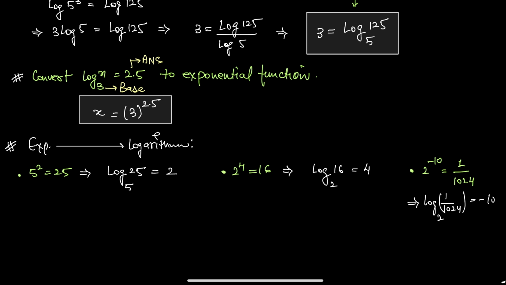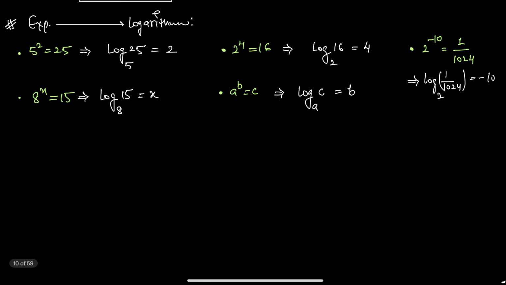Now we are having 8 with the power x is equals to 15. When we convert it to logarithmic form, we will write it as log of 15 with base 8 is equals to x. Suppose we are having a raised to the power b is equals to c, and we want to convert it to logarithmic form, so I will write it as log of c with base a is equals to b.